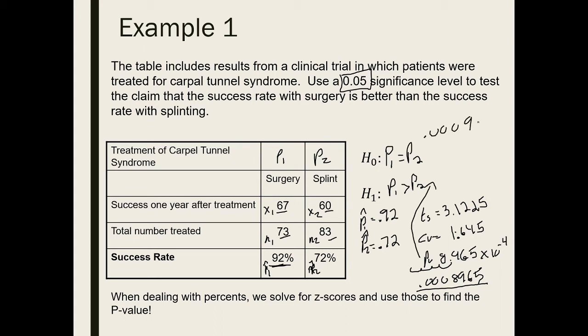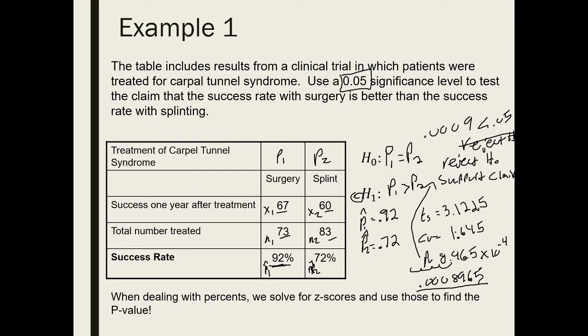0.0009 essentially. That is definitely less than 0.05. So in this case, we would reject H0, and I probably should put that over here. We would reject H0, and we would support my claim, because my claim is that H1 is bigger. This is my claim right here. My claim is that P1 is bigger than P2. That surgery has a bigger percent of success than splint.